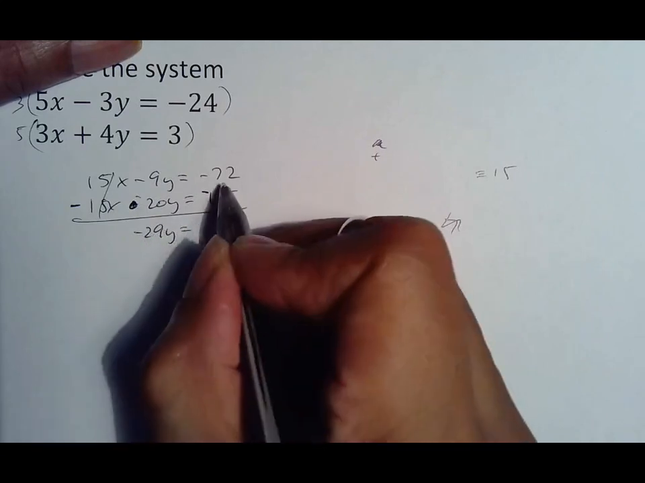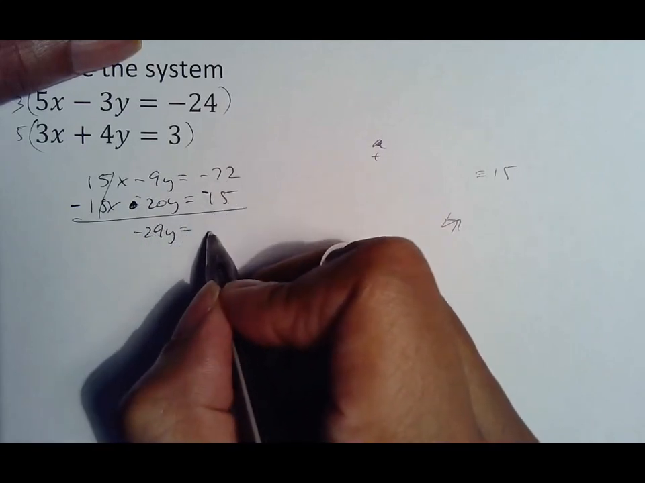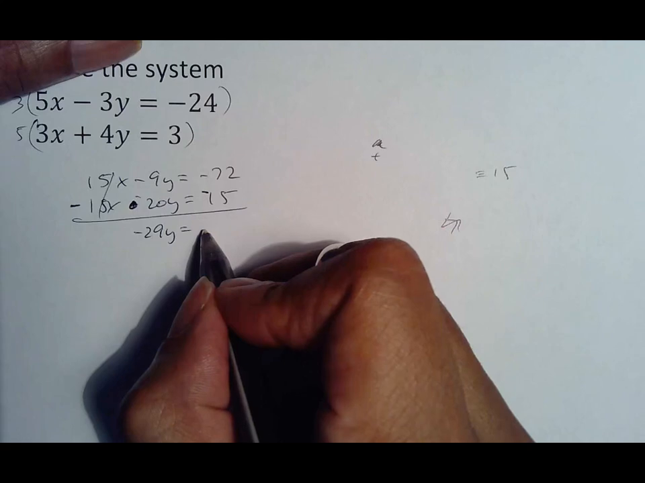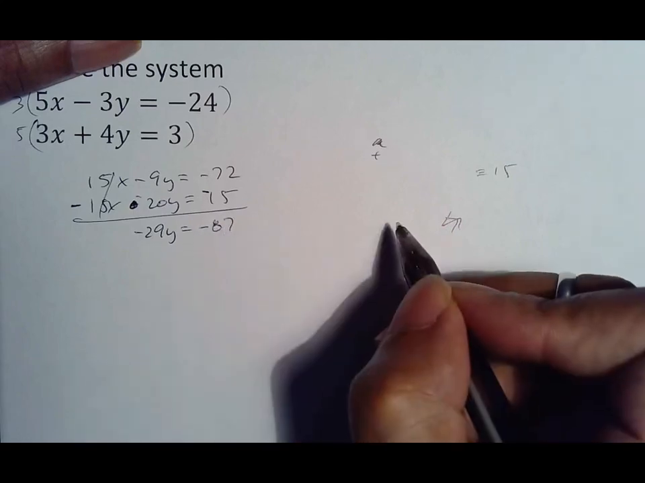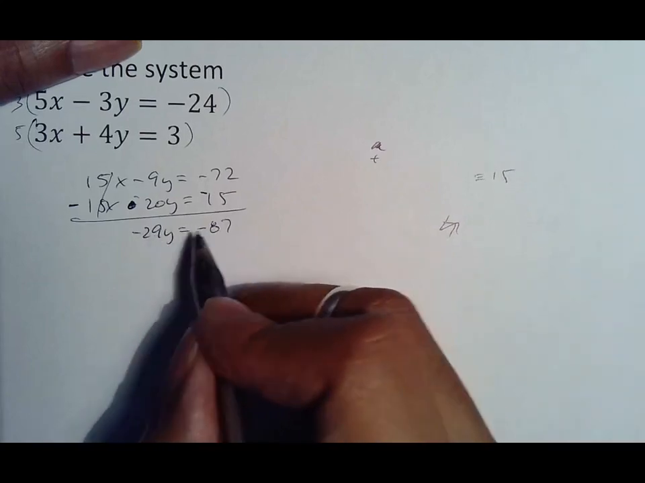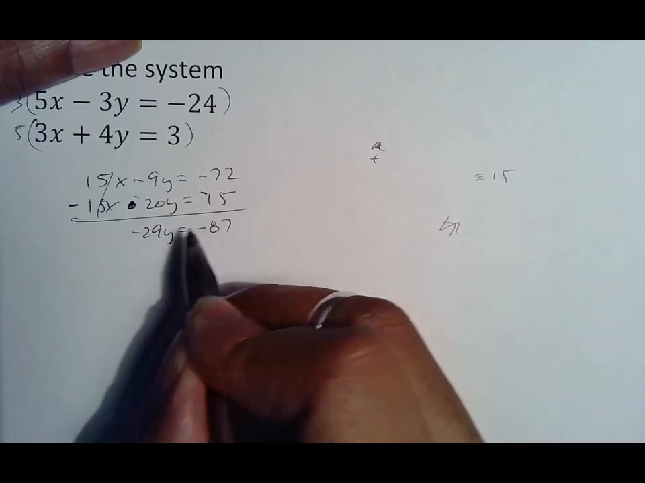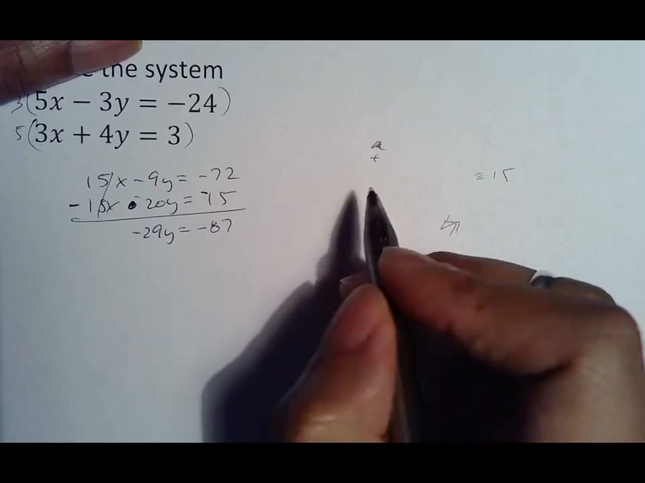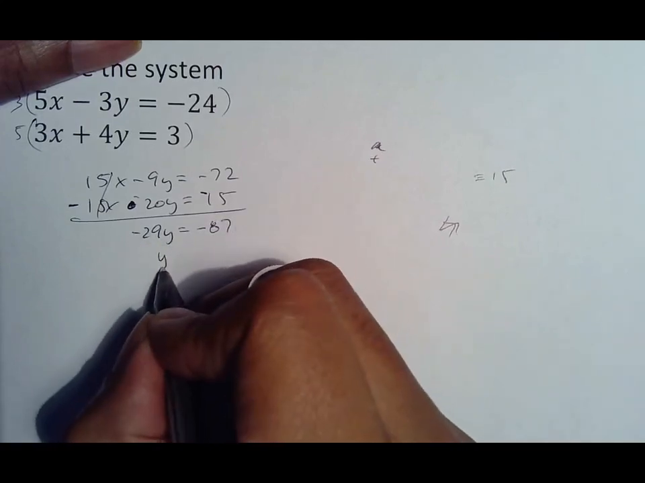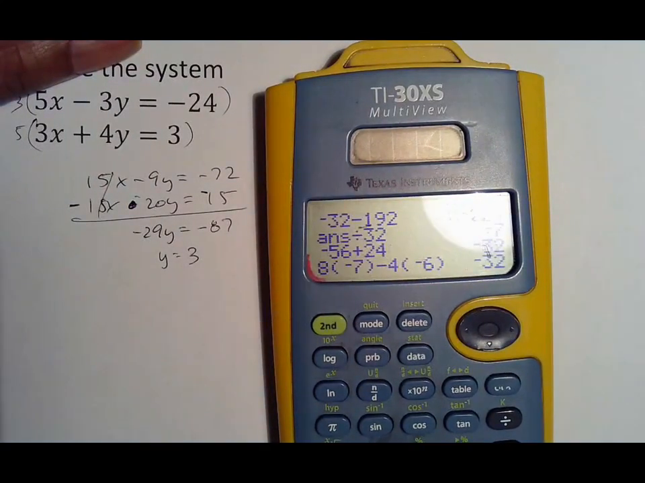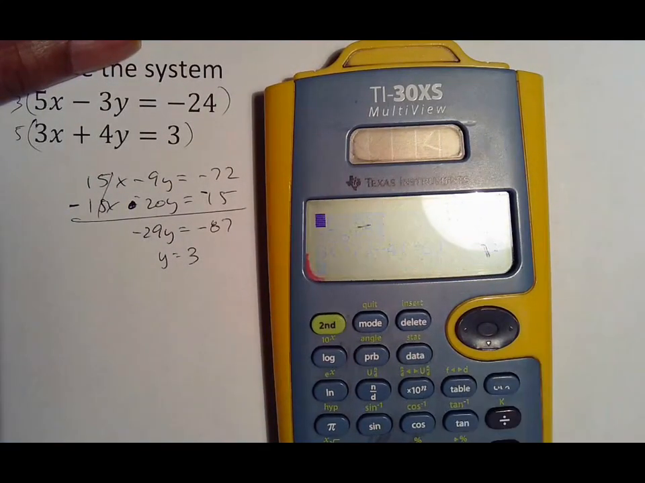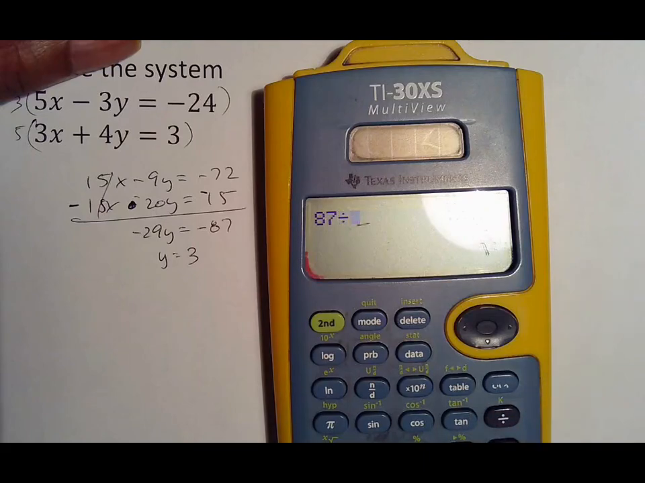Negative 29y equals, I believe that's 89? That makes no 87. I was about to say that makes no sense. But 9 times 3 ends in 27. 2 times 3 is 6, with the 2 from the 27 makes that 8, so I'm pretty sure this is 3. And again, you can check that here just to make sure. I don't even need the negative. I know it's going to be positive.